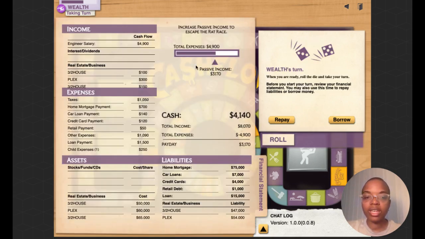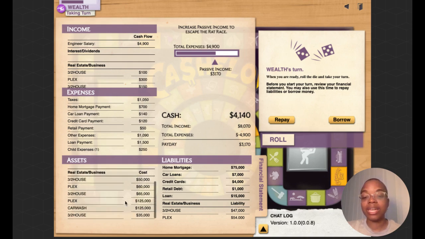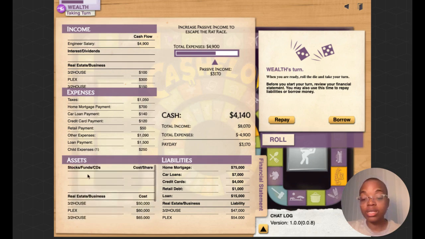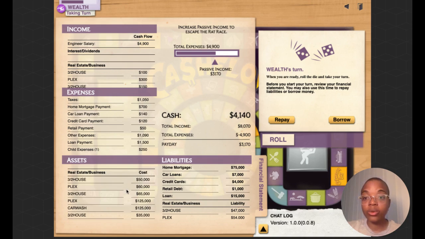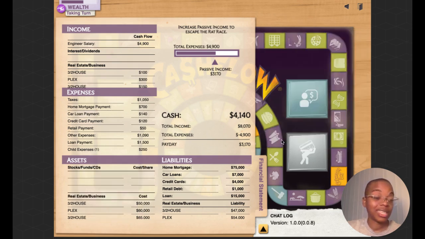Okay, looking at my financial statement, I'm probably just over two-thirds of the way to getting out of the rat race. I got 4,000 in cash. I'm making 3,100 each payday. I got my assets, a lot of them again in real estate. Just like a real estate mogul over here. And then I'm still doing well as an engineer. Can't complain right now.